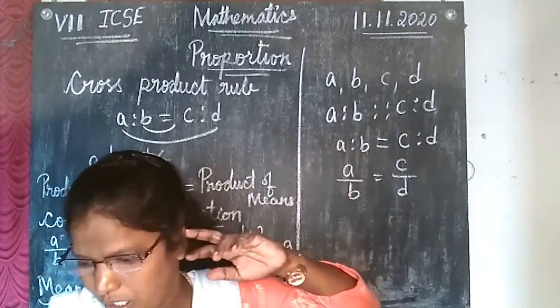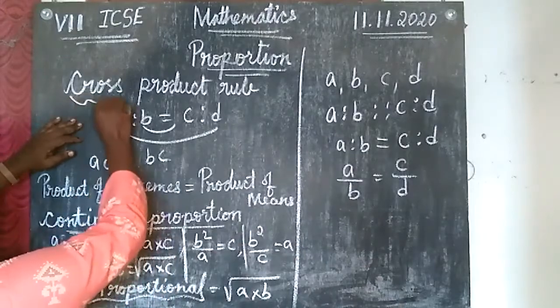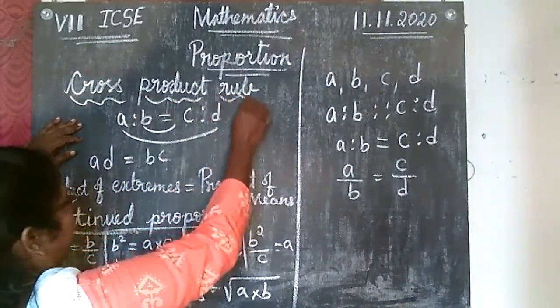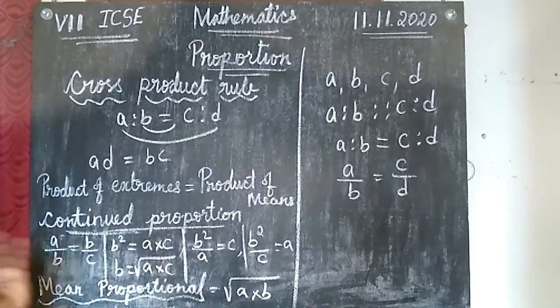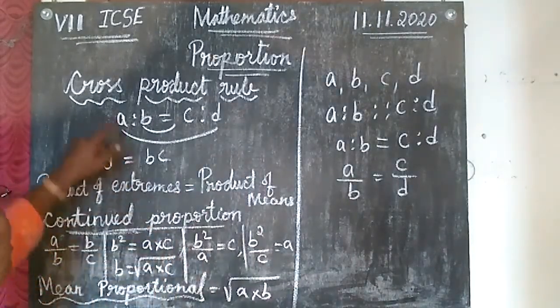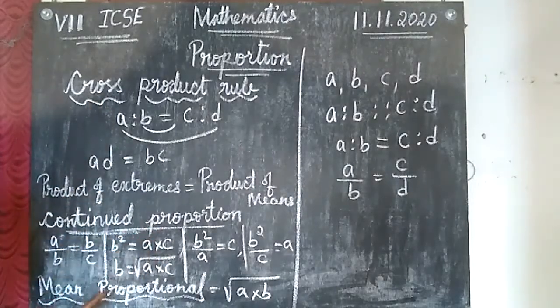Here mainly we are going to learn cross product rule, continued proportion, mean proportion. These three things we are going to learn here: cross product rule, continued proportion, mean proportion.